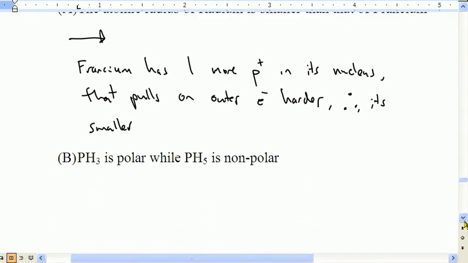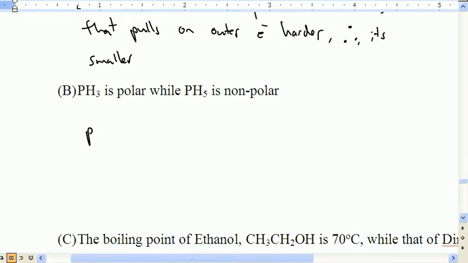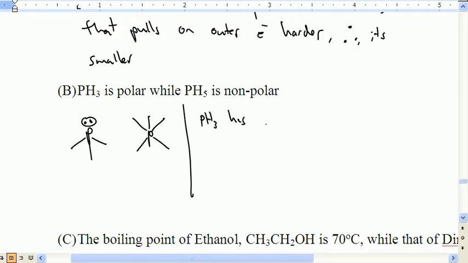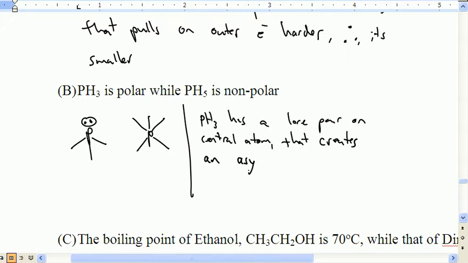Okay. PH3 is polar, while PH5 is nonpolar. That's what PH3 is going to look like. That's what PH5 is going to look like. Okay. So PH3 has a lone pair on the central atom that creates an asymmetric shape.